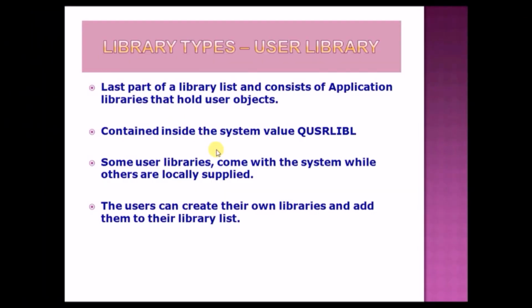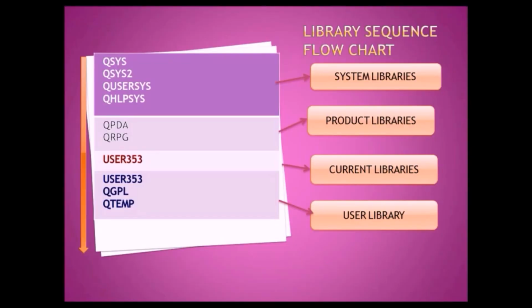Okay, so going ahead with the PPT again. So let's read it again. It is the last part of library list and consists of application libraries that hold user objects. It's contained inside the system value called QUSR LIBL. There are certain user libraries which come installed with the system like QGPL, and there are others which are locally supplied. The users can create their own libraries and add them to the library list.